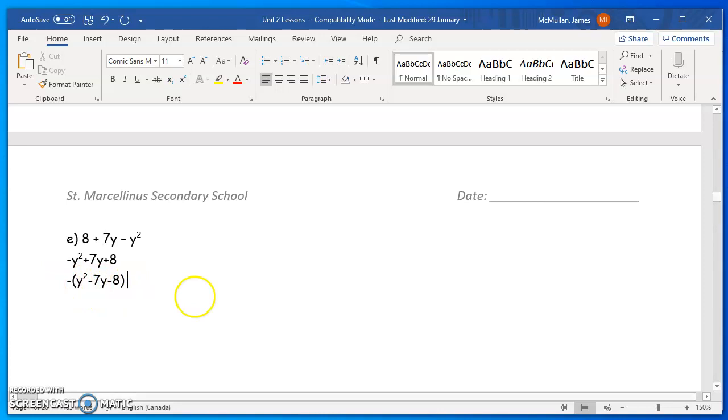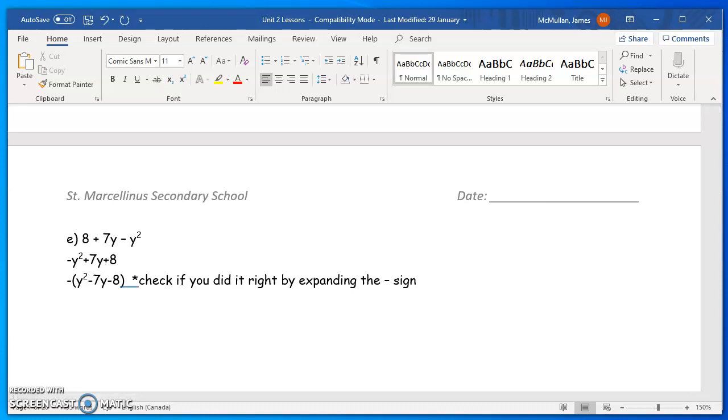Again, you can check if you did this right by expanding the minus sign. And of course, you should go back to what you started with. Now that the question looks this way, we know that the answer is a sum, right? Our a, again, is 1. Our b is -7. Our c is -8.